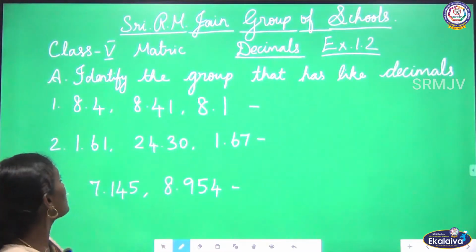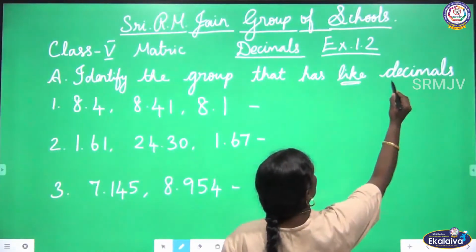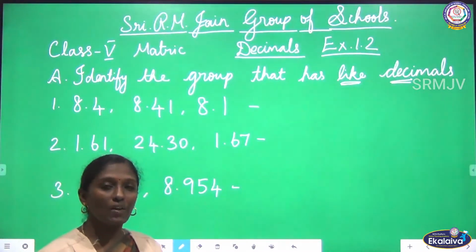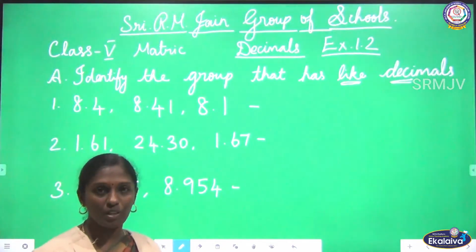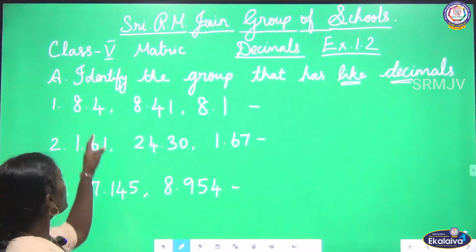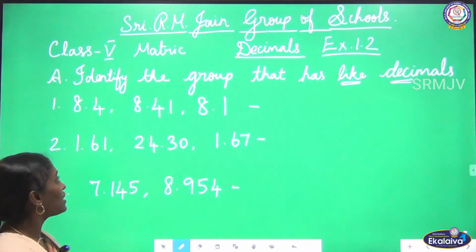Okay, see the first question. Identify the group that has like decimals. Like decimals means the decimal numbers which are having the same number of decimal places. Those decimal numbers are called like decimals. So we have to check the number of decimal places in each decimal number.